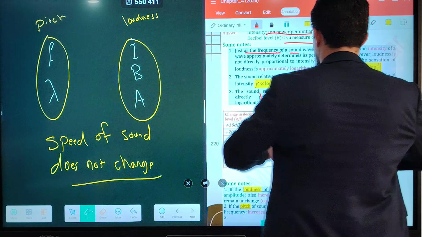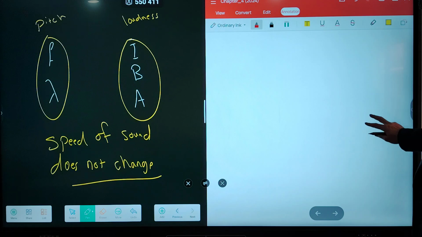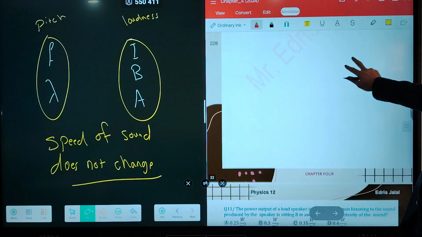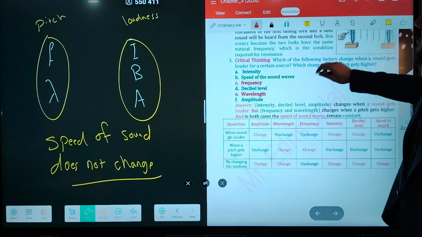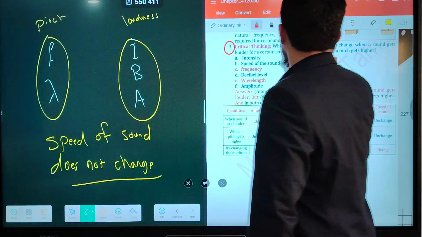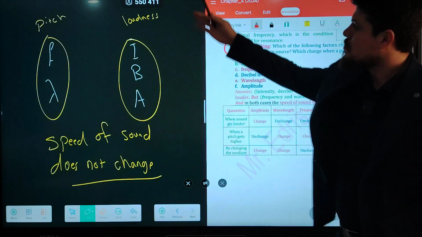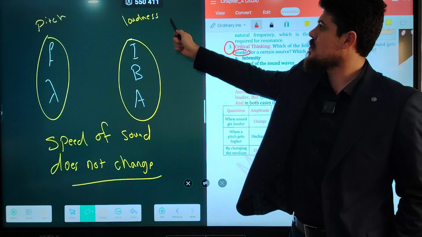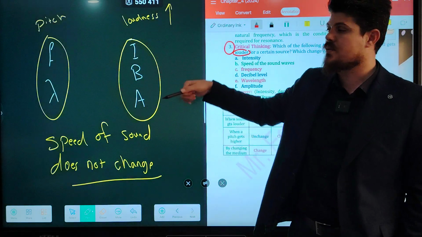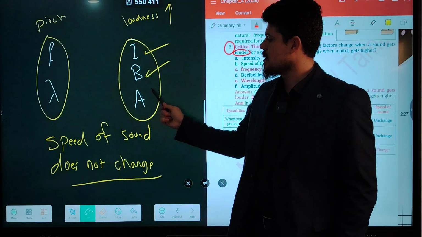Look at this question, guys. In the section review, we have questions related to this topic. Look at question 3 in critical thinking. Which of the following factors change when a sound gets louder? When the sound gets louder, it means the loudness increases. Do the frequency and wavelength change? No. Only intensity, decibel level, and amplitude.